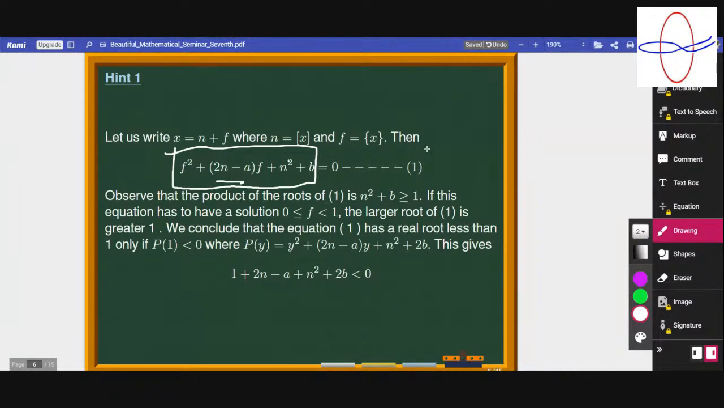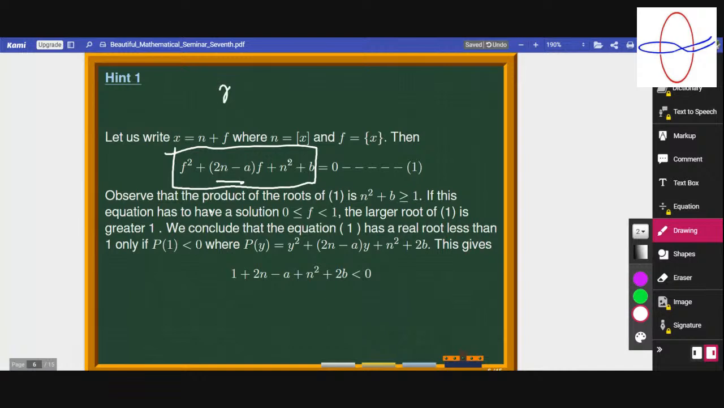So observe the roots of this. What are the roots? Can you tell me anything about the roots? Observe the product of the roots is n square plus b, right? All of you agree to this?